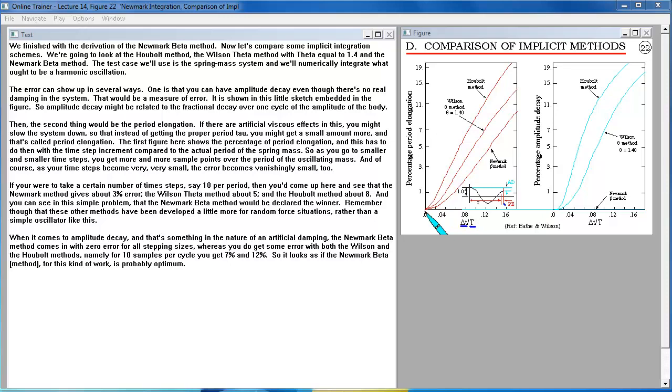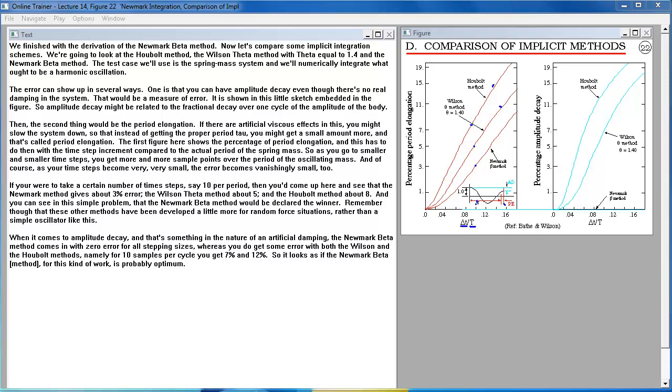If you were to take a certain number of time steps, say 10 per period, then you would come up here and see that the Newmark method gives about 3% error, the Wilson theta about 5, and the Houbolt method about 8. And you can see in this simple problem that the Newmark Beta method would be declared the winner. Remember though that these other methods have been developed a little bit more for random force situations rather than a simple oscillator like this.